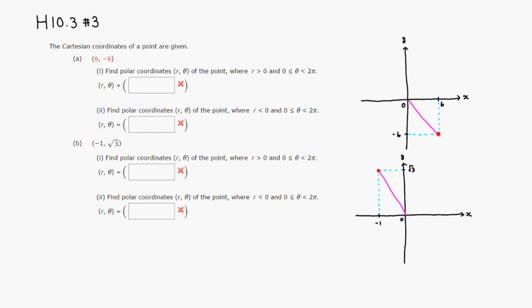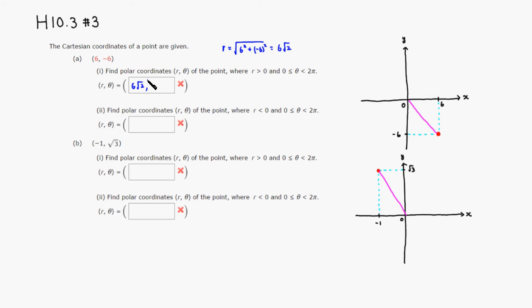First, we have to find r. For part A, part 1, r is positive. So r is simply the square root of x squared, so 6 squared, plus y squared, so negative 6 squared. This is really 2 times 6 squared, so it's 6 square root of 2. That part is very easy to find.